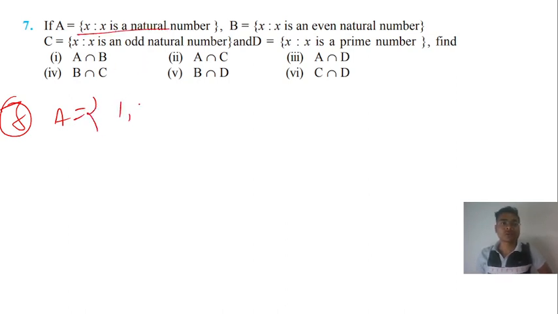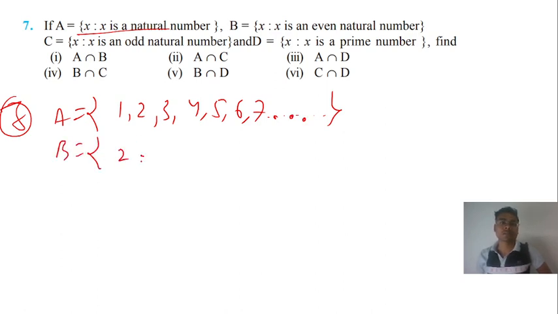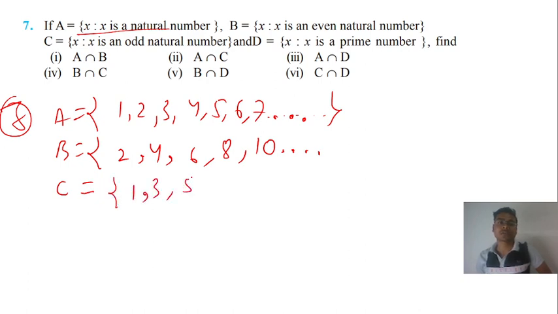Okay, so I am converting the set builder form into roster form. A is the natural numbers. Natural numbers are 1, 2, 3, 4, 5, 6, 7, and so on. It's an infinite set actually. Now set B is saying x is an even natural number. Even natural numbers are 2, 4, 6, 8, 10, and so on. Set C is saying odd natural numbers: 1, 3, 5, 7, 9, and so on. And D is prime numbers.